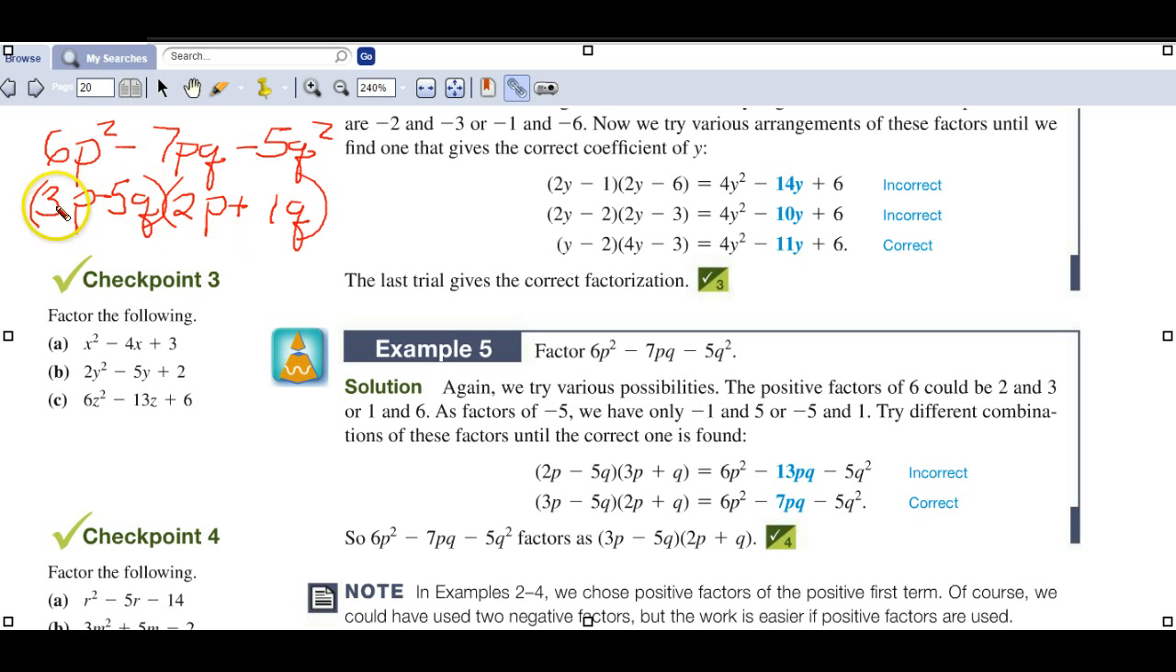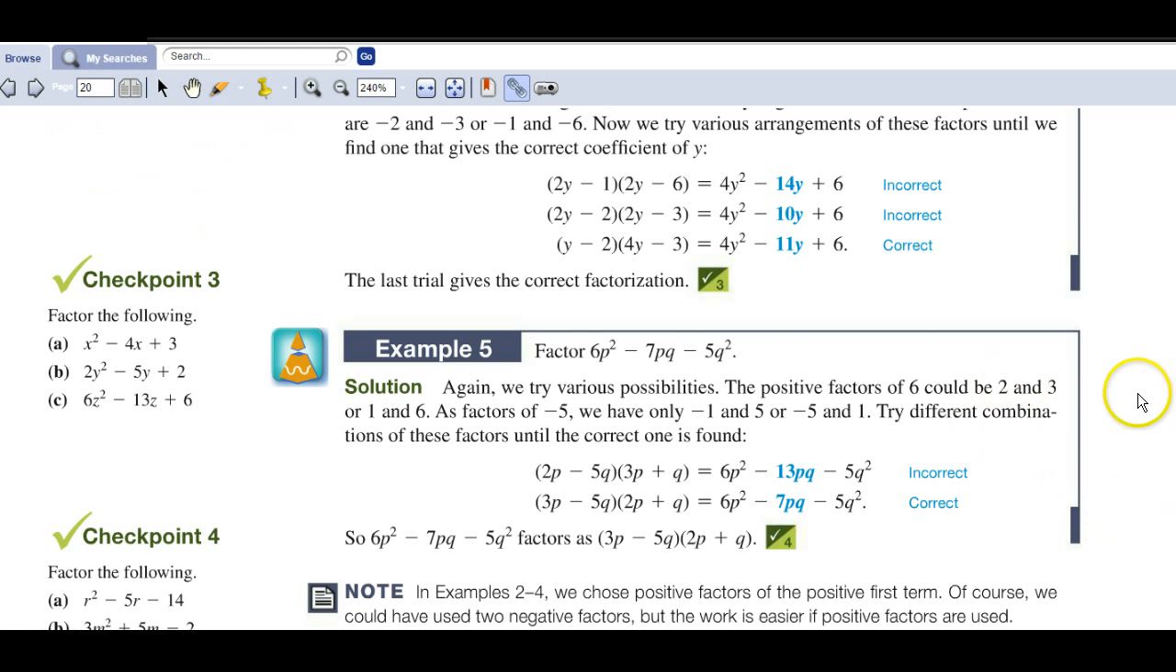Now, if the 3 and the 2, you could have had a 2 and a 3, doesn't work, then you try the 6. But often, if this number is small, this number is small, you're not going to use a 6 there. And this comes with practice as you develop it over time. Okay, let's go on.